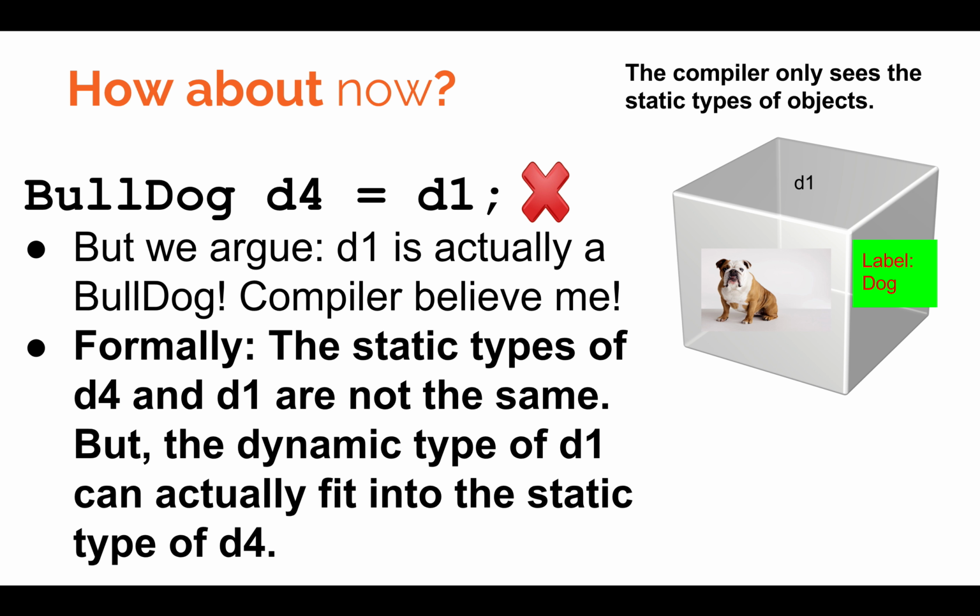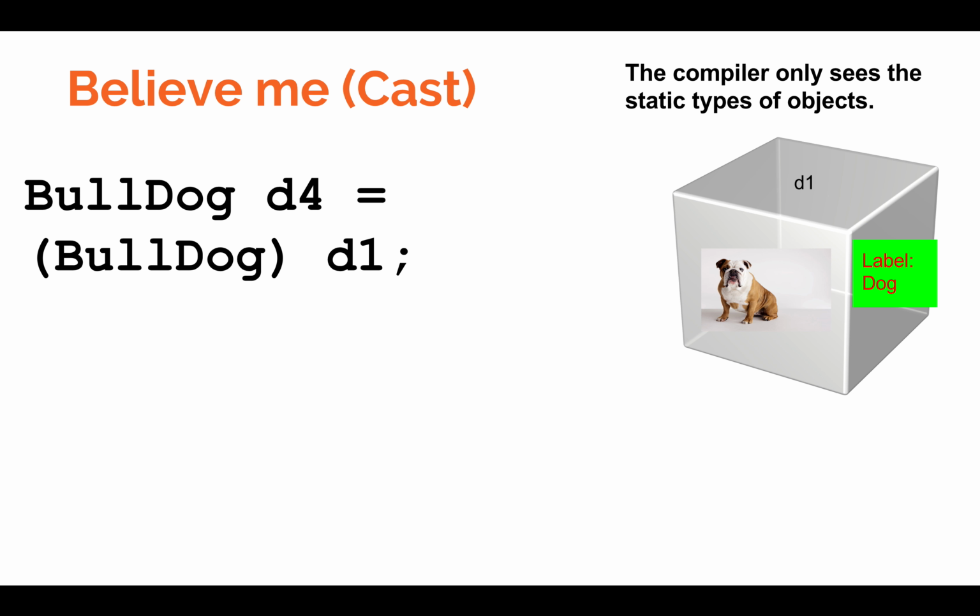So what can we do here? This is where casting comes into play. Casting in this extended analogy is a way to tell the compiler to believe you. When you cast things, the compiler says, okay, I'll believe you. So let's see how this works. What if I do this? This is casting. What I'm telling the compiler is that, hey, listen, inside D1 there is a bulldog. I know it's labeled dog, but there is a bulldog. And this is the syntax for doing such a thing: you just write a bracket of the class that you know is actually inside the box, and you make the compiler believe you. Now, will this work?